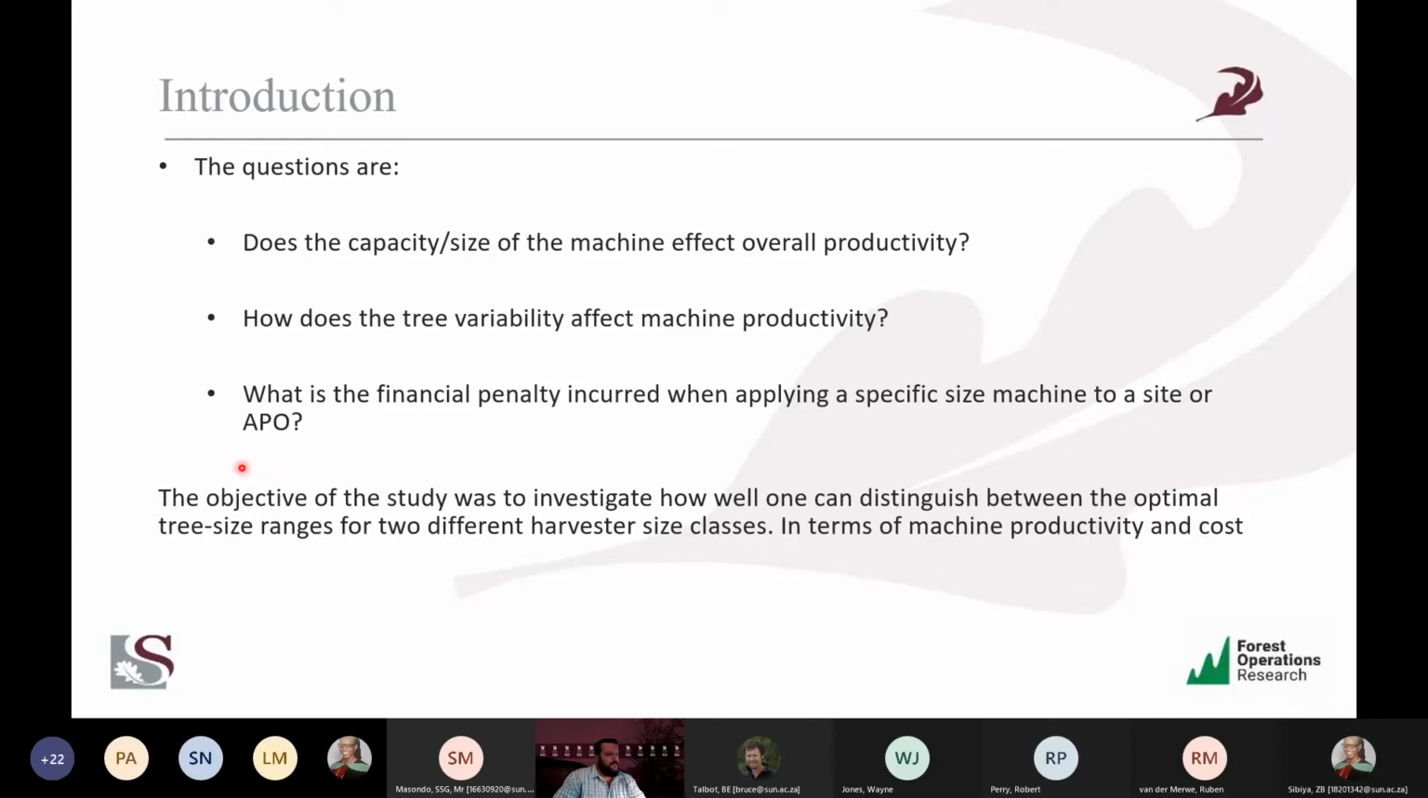The objective of the study, based on these, was to investigate how well we can distinguish between the optimal tree size ranges for two different harvester size classes in terms of machine productivity and cost.